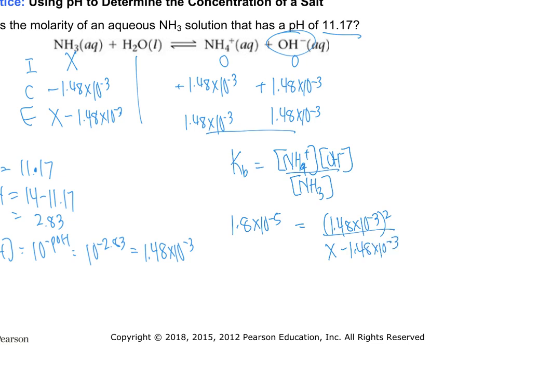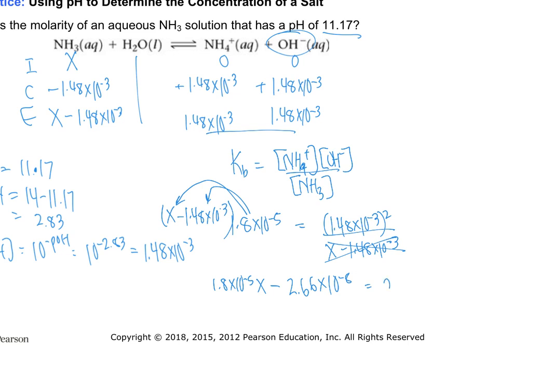So once again, we'll move our denominator up here. We'll multiply on both sides by x minus 1.48 times 10 to the negative third. So that will go away. And we'll get 1.8 times 10 to the negative fifth x when I distribute that in. And I'm going to do that one minus 1.8 times 10 to the negative fifth times 1.48 times 10 to the negative third. And that gives me 2.66 times 10 to the negative 8, equals 1.48 times 10 to the negative third squared, which is 2.19 times 10 to the negative 6.